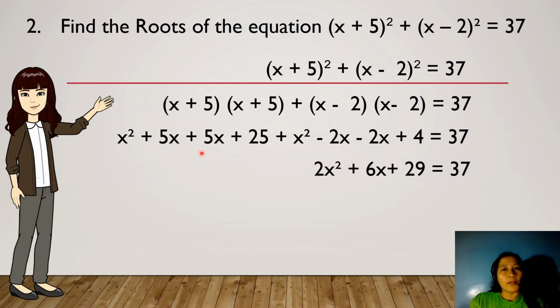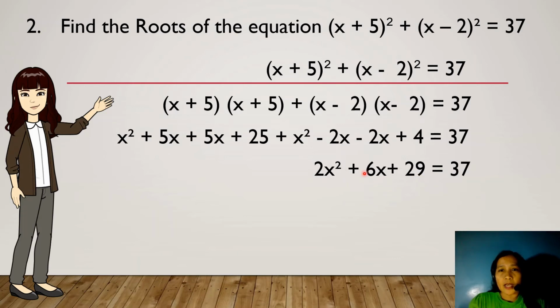X squared plus x squared is 2x squared. 5x plus 5x is equal to 10x. Negative 2x plus negative 2x is negative 4x. So 10 minus 4 becomes positive 6x. And then 25 plus 4 is 29, equals 37. Guys, did you get this answer?